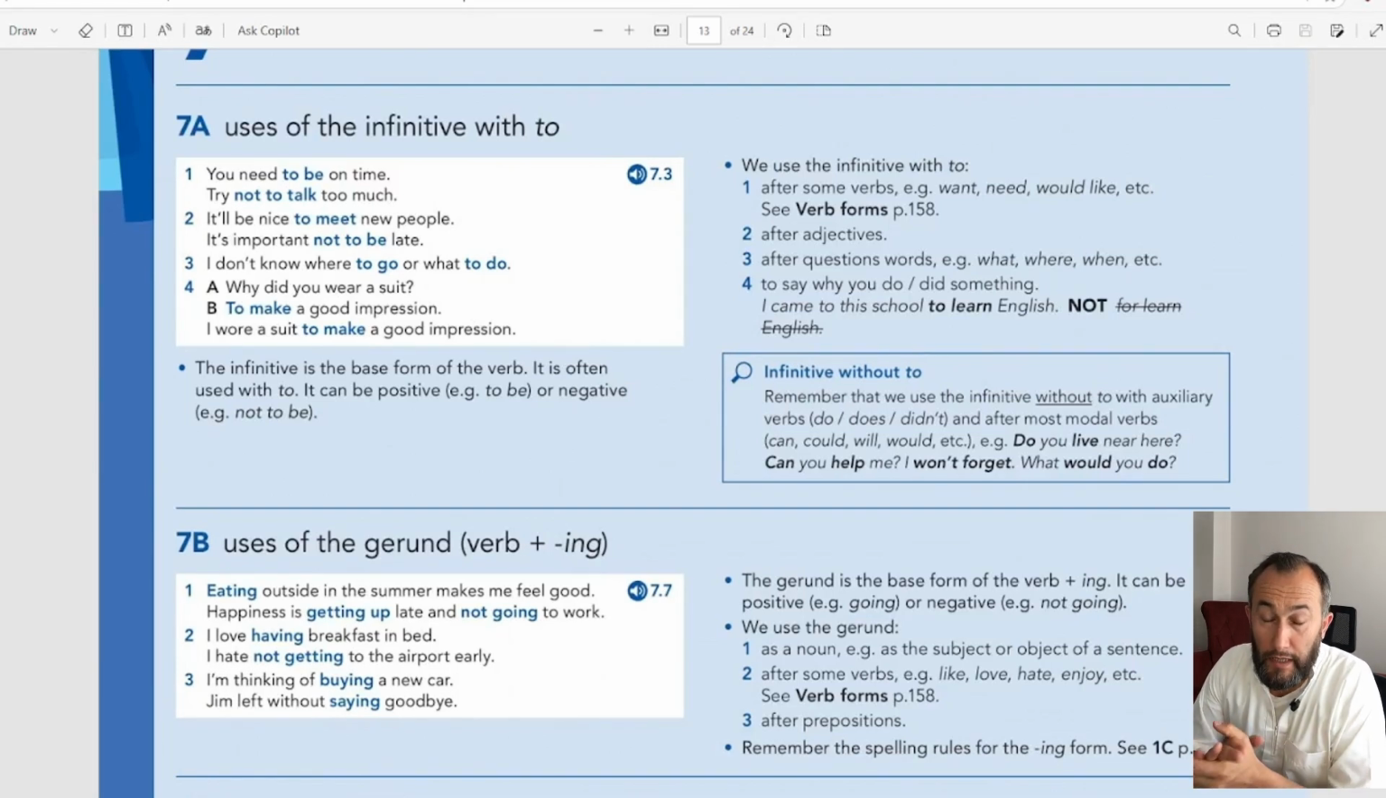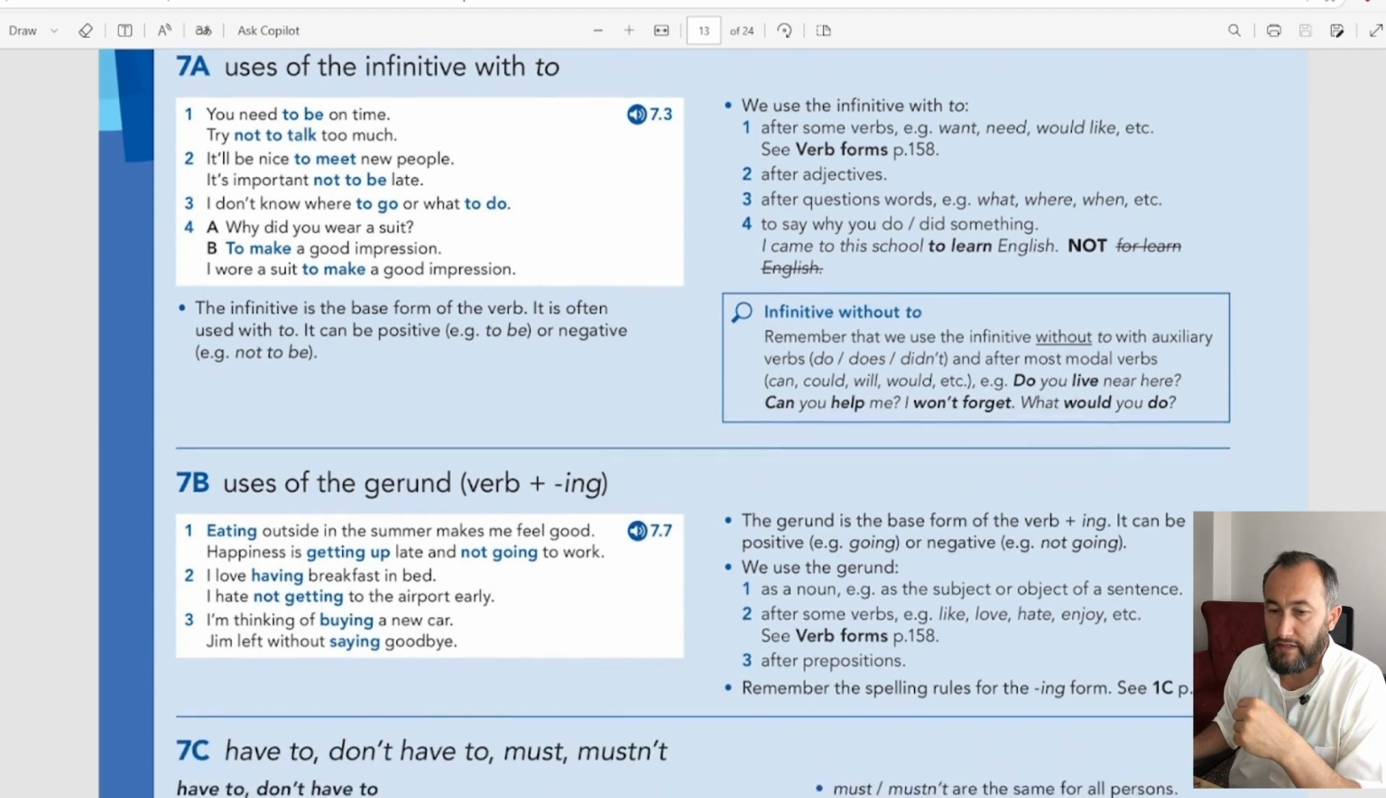Alright guys, so I'm going to explain 7A, 7B and 7C in this unit. It's a grammar bank from pre-intermediate level. So let's get started. I'm using the book English File and this is for my students to understand grammar better. So 7A is about uses of infinitive, how to use infinitive with to. And 7B is gerunds, how to use gerunds. Gerund, which is a verb plus ing.